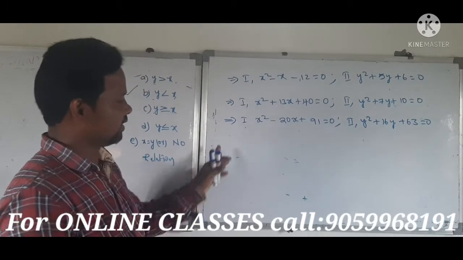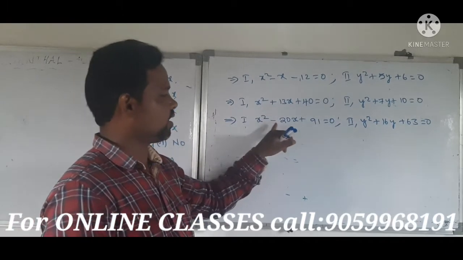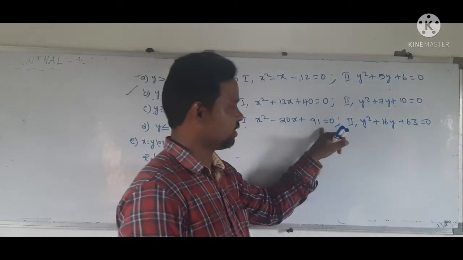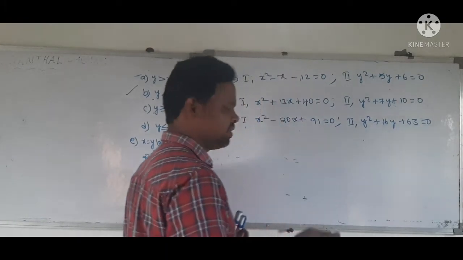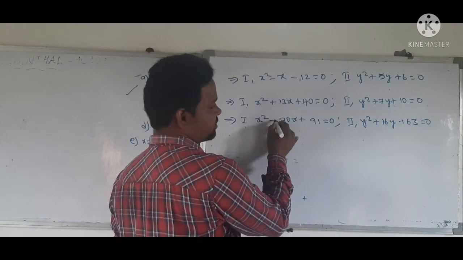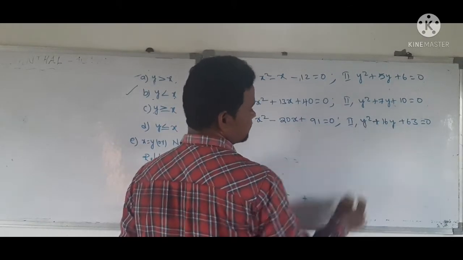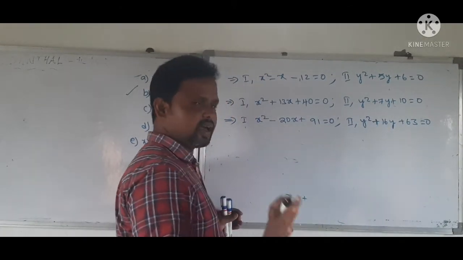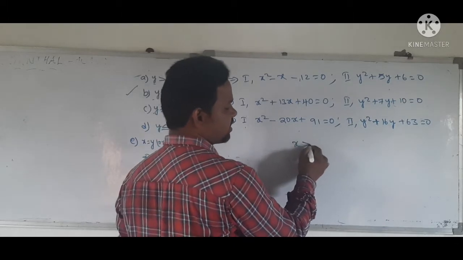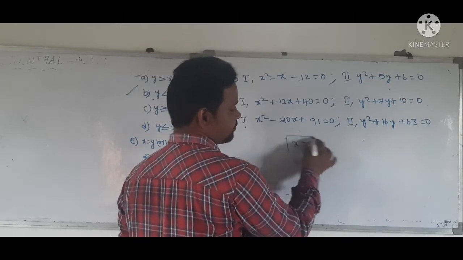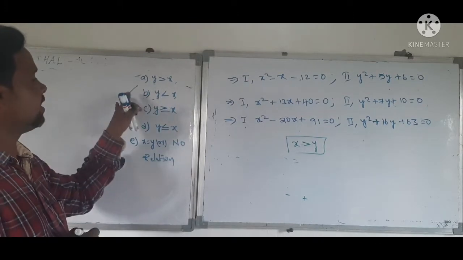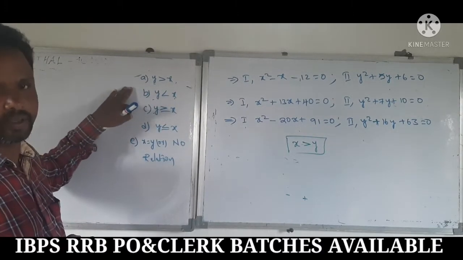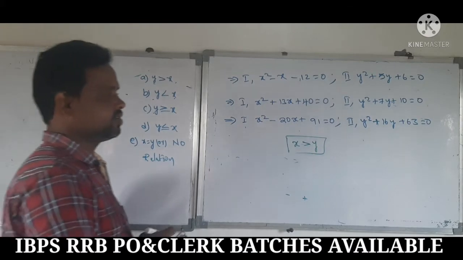Okay guys, right. Next, the third one: x square minus 20x plus 91, and y square plus 16y plus 63. Here also it is the same: here minus, here plus. That's why directly our answer is x is greater than y. x is greater than y means y is less than x. Again our answer is B only.